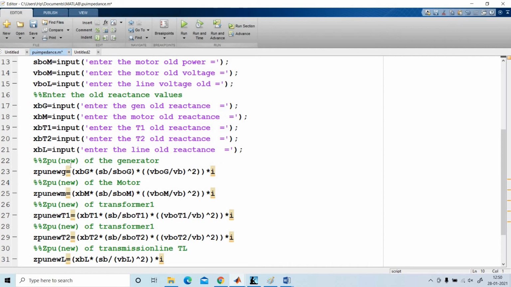ZPU new, the per unit impedance new for the generator, is the old reactance value times new power divided by old power, times old voltage divided by new voltage, the whole squared. All the values are indicated by means of I. In the similar manner, complete everything: ZPU of the motor, ZPU new of transformer 1, ZPU new of transformer 2, and ZPU new of the line. After finishing this, run the program.